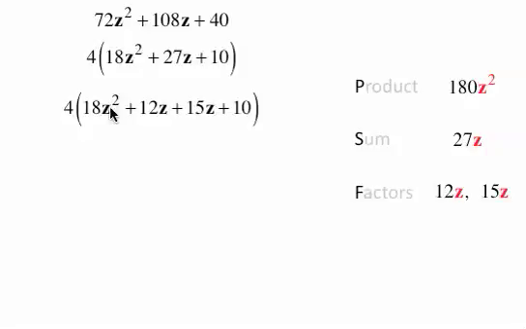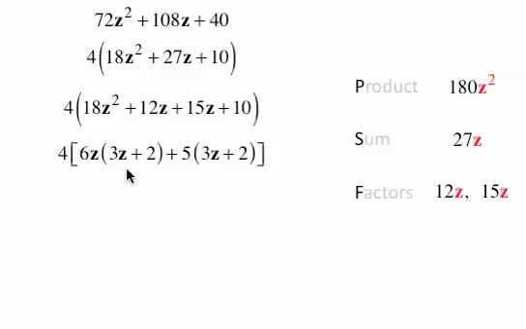All right, so I put 18z squared plus 12z, and I'm going to get a common factor of 6z here. And over here with 15z and 10, I'm going to get a common factor of 5. So I've factored out my 6z, I'm left with 3z plus 2 from the first two terms. And then for the last two terms, I factored out 5, and I get 3z plus 2 again. These two brackets have to be identical. If they're not identical, then you've done something wrong.